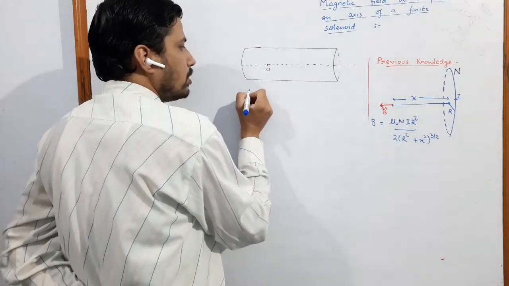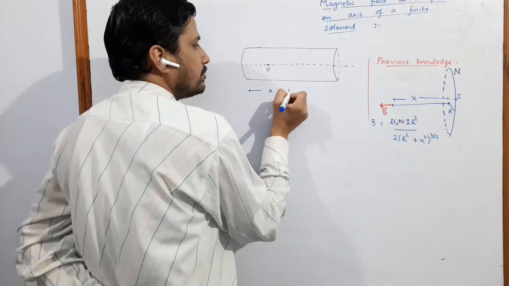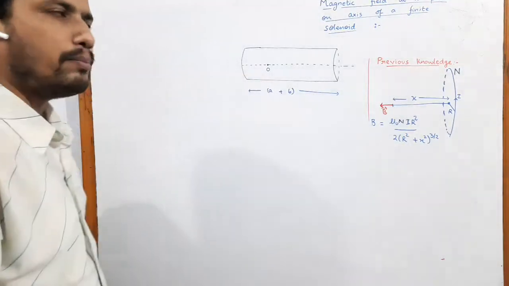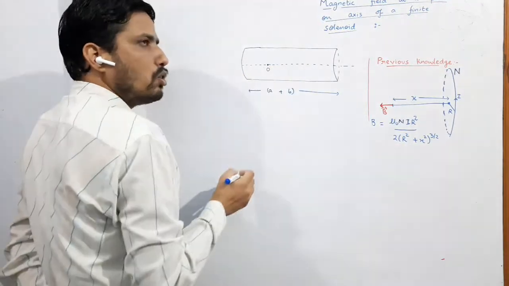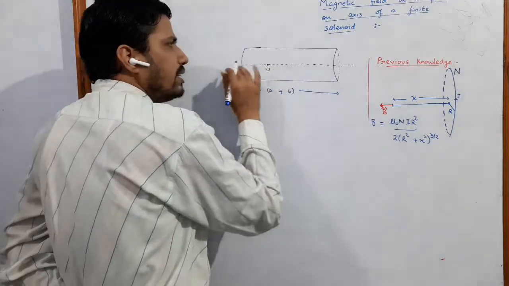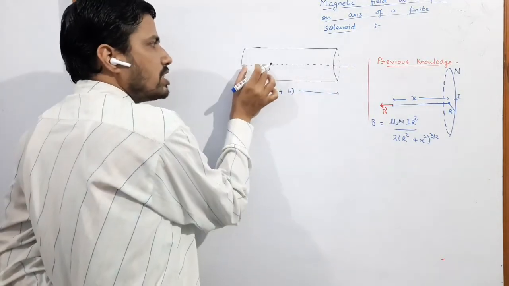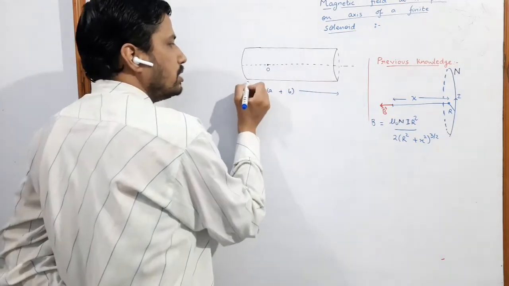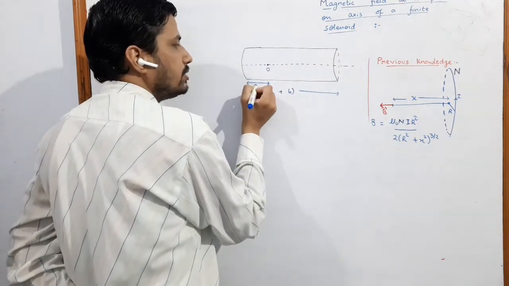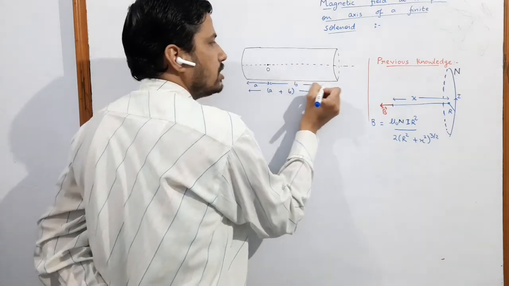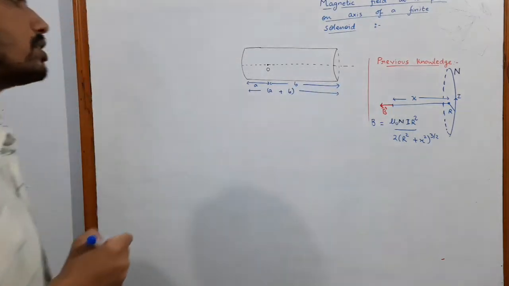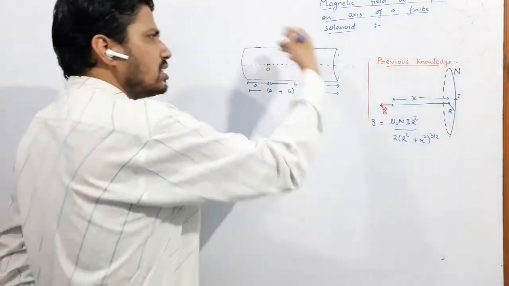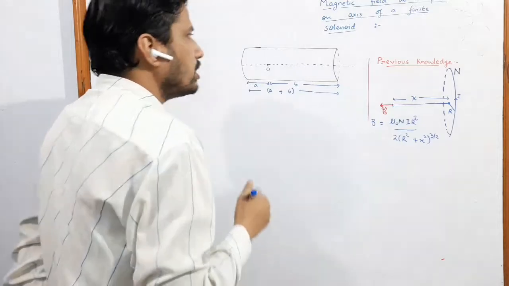Let the length of this solenoid be A plus B. The point where we have to find the magnetic field, that point we choose as origin. This we choose as x-axis. So this distance we take as A, and this distance of the other end from O, we take it as B. So this is A, and the remaining distance is B, so that the total length is A plus B. Let I be the current in the turns of the coil.